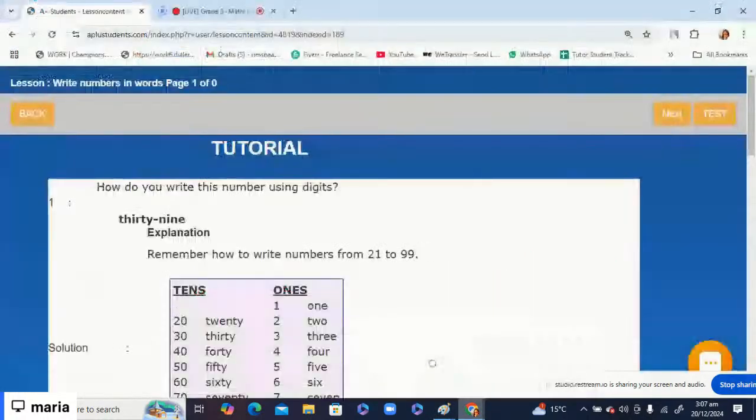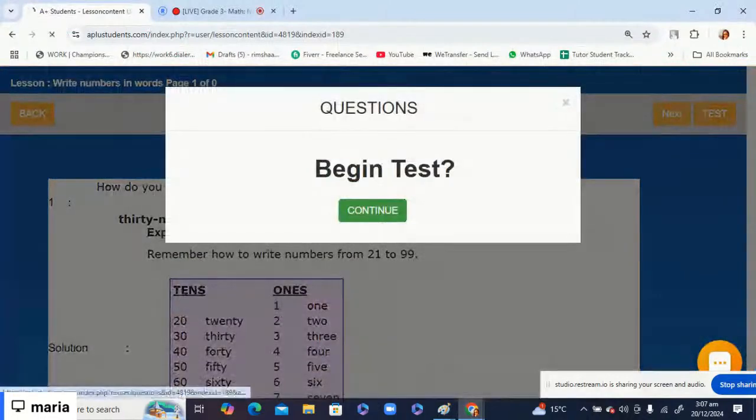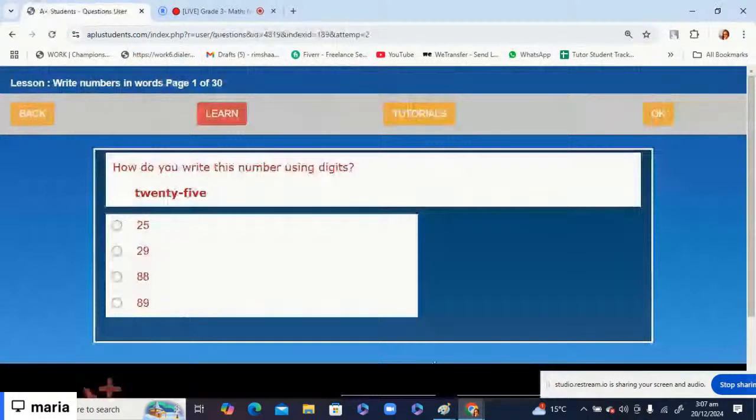Okay, this is the way that we are going to write these words into the digits. Okay, let's do the test questions and then you guys tell me the answers one by one. How do you write this number using digits? This is 25. So what is the option? Option A, option B, C or D? Do it, everyone. Tell me. This is 25.